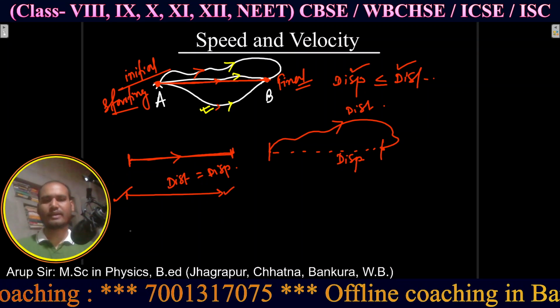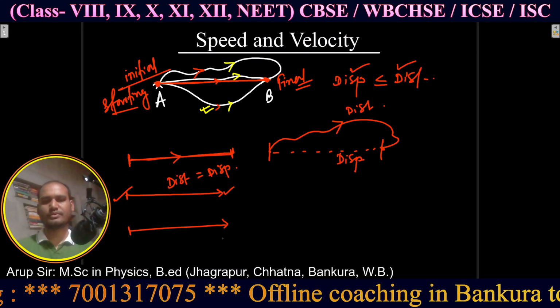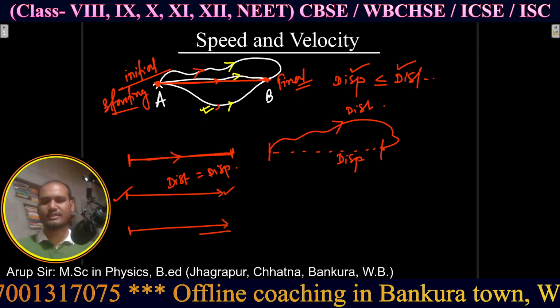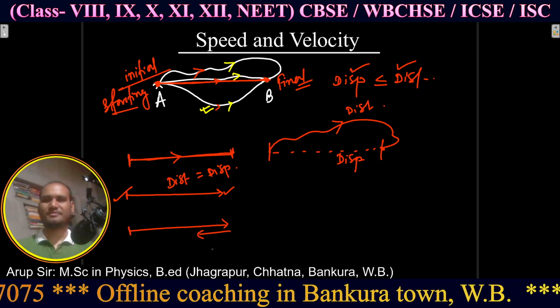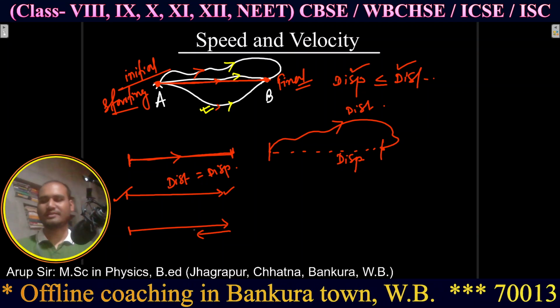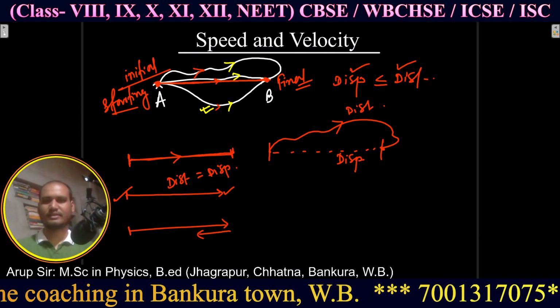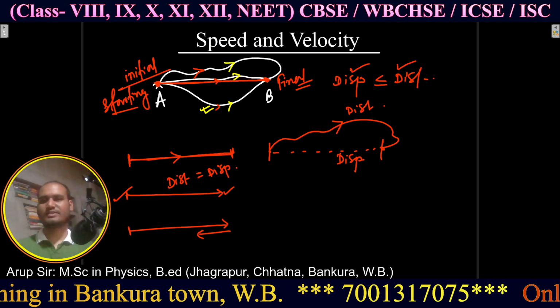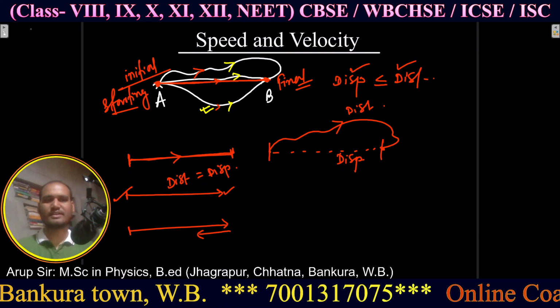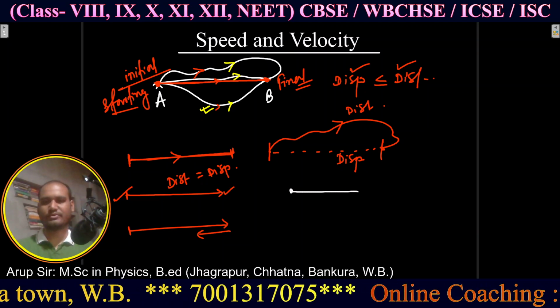But now the fact is that if the object moves up to this point at first, and then returns to this point, then what will happen? The path is a straight line path, a linear path, right? Linear motion, but still distance is not equal to displacement. Let's come to a question.